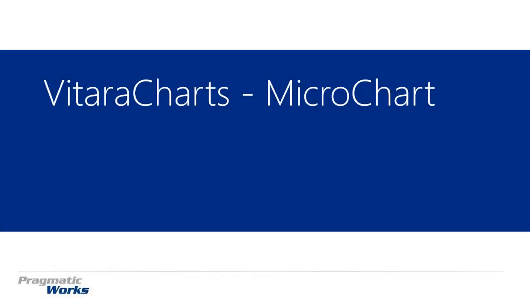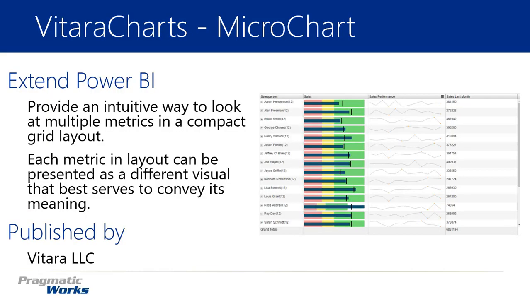Hi, welcome back to the Power BI Custom Visuals course, and in this module we're going to be looking at the VitaraCharts MicroChart. The MicroChart visual that we're going to be looking at today is a really interesting visual because it provides a really nice intuitive way to look at multiple metrics on a single compact layout. It's a nice grid layout that it's going to provide to you, and you can have multiple metrics shown in a bullet chart, in a column chart, and a line chart all within the same visual.